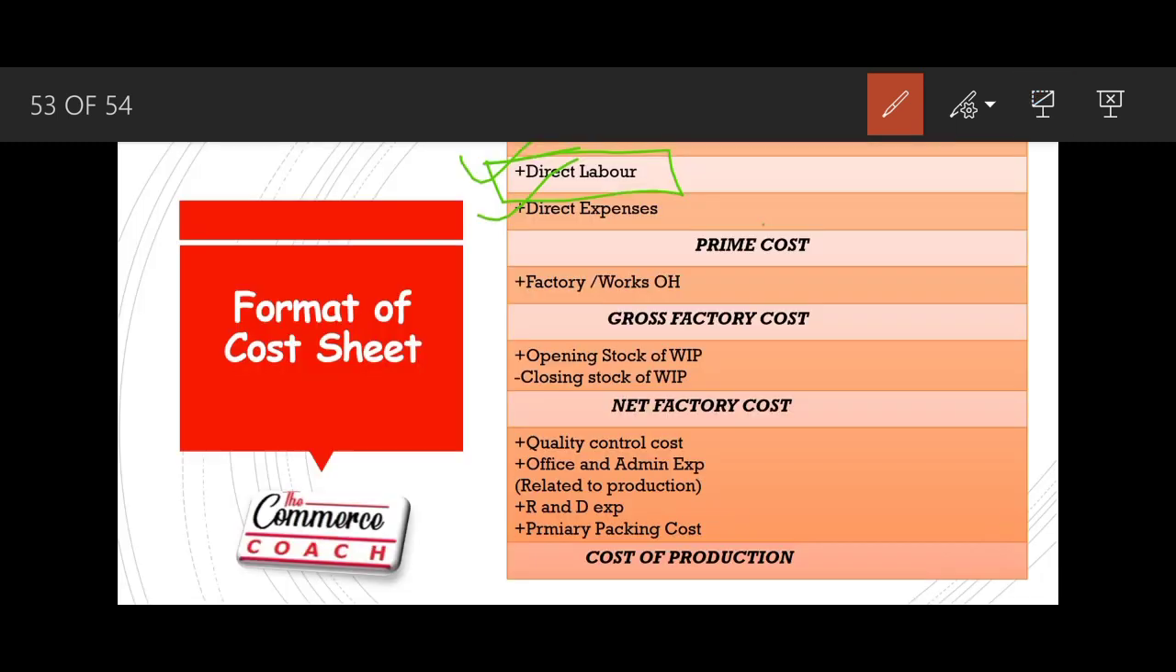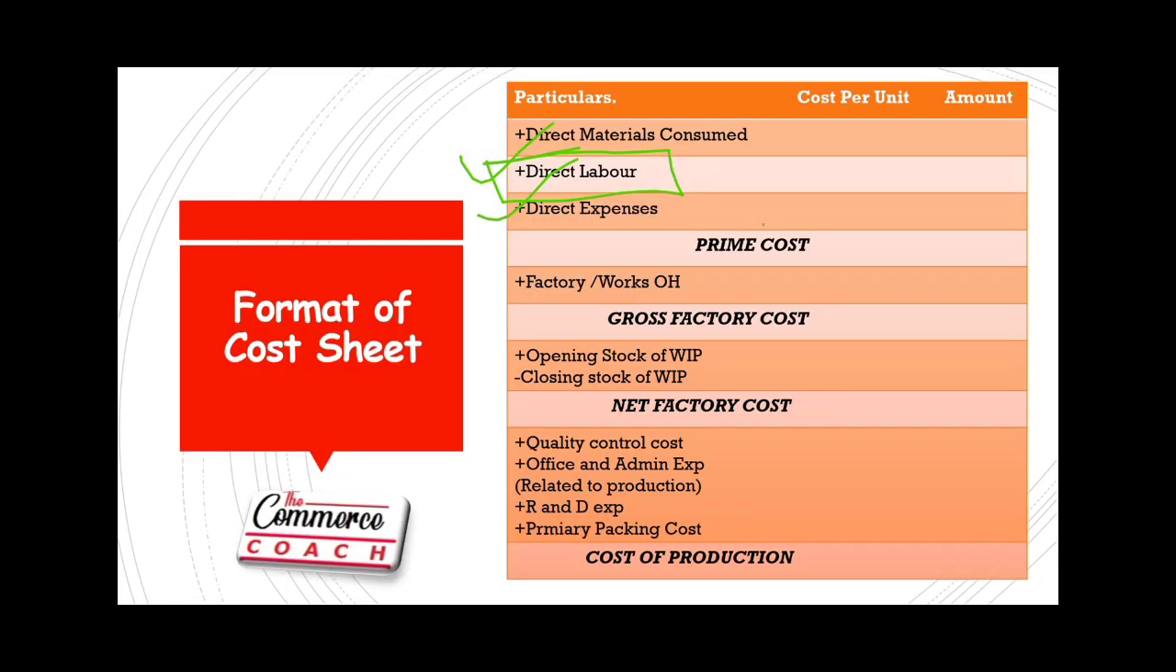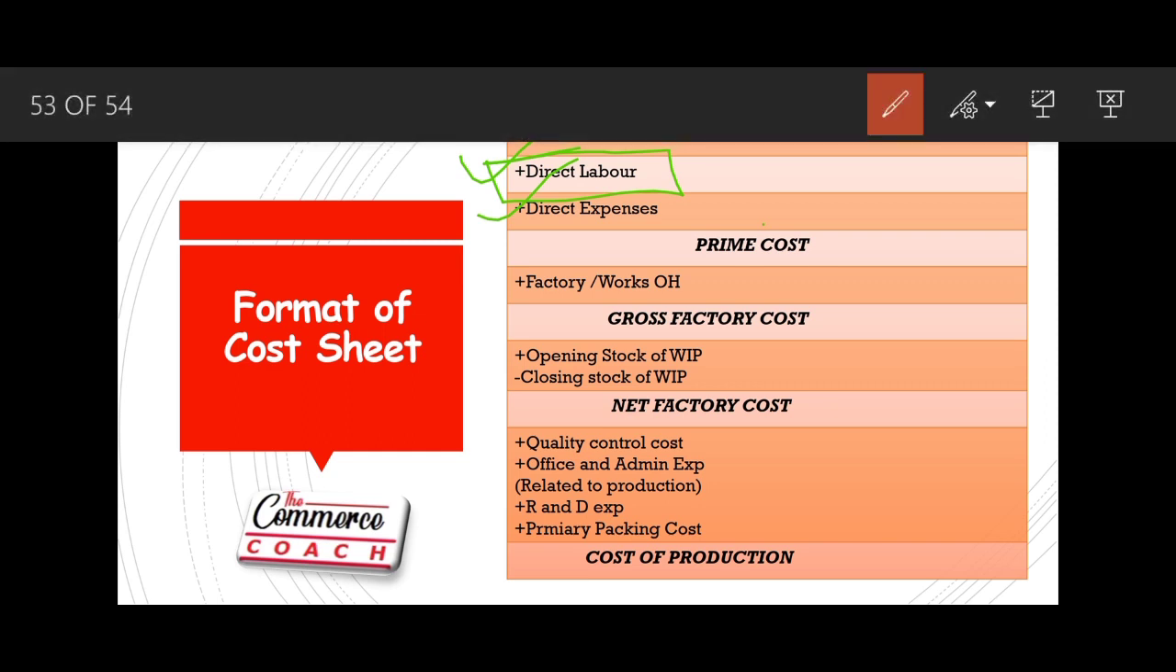Now we will be having direct expense like carriage inward, we will be adding carriage inward. So as we have learned in classification of cost also, that if we add direct material, direct labor and direct expenses, we will be getting prime cost. You must remember these formulas, because these formulas will be required to solve any sum. So we will be getting prime cost at the very first level.